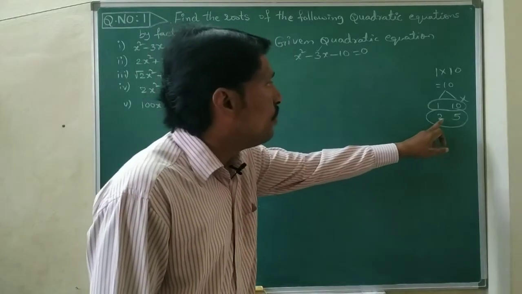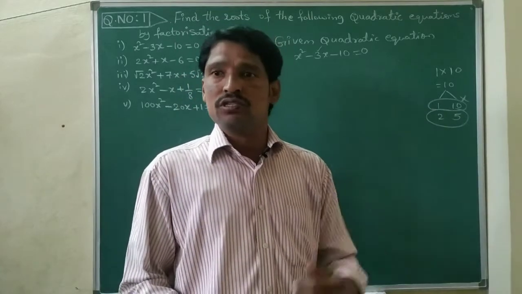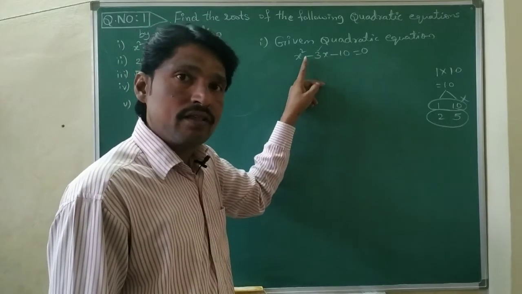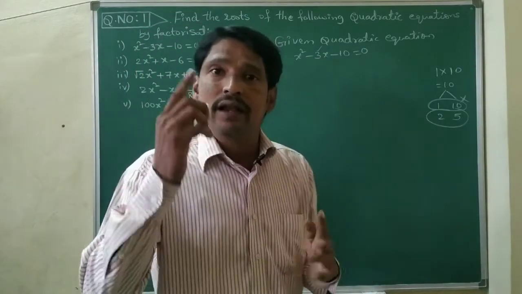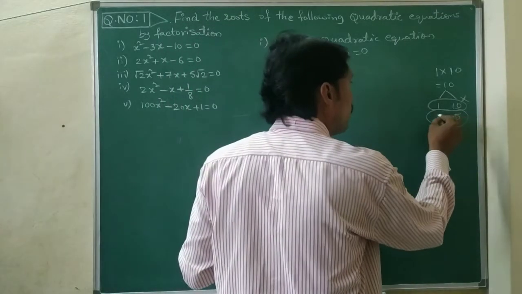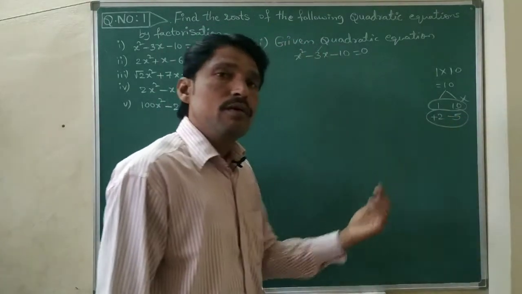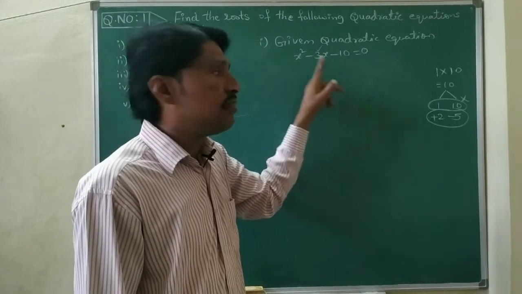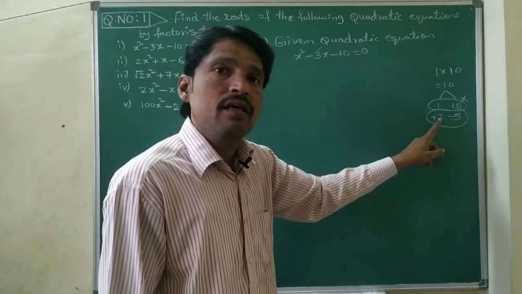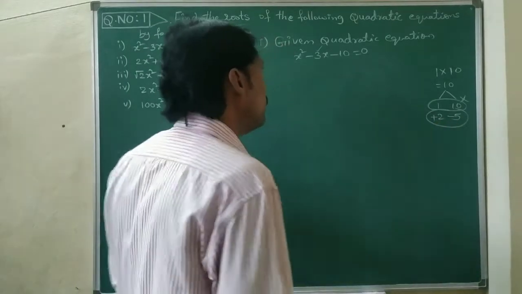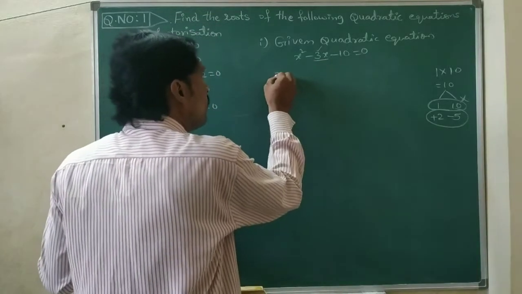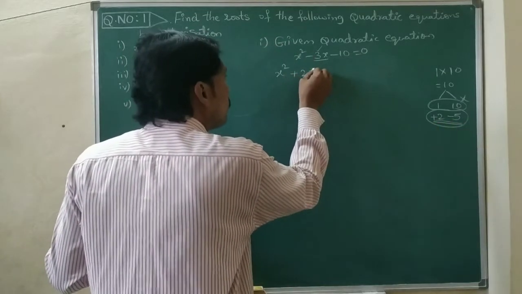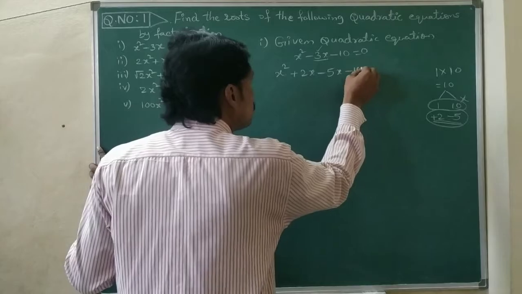So for which number we give plus and which number we give minus? The coefficient of x is minus, which means for the bigger number we need to give the minus symbol, and for the smaller number we need to give the plus symbol. Now we can write this: minus 3x I am writing as plus 2x minus 5x. So x square plus 2x minus 5x minus 10 equal 0.